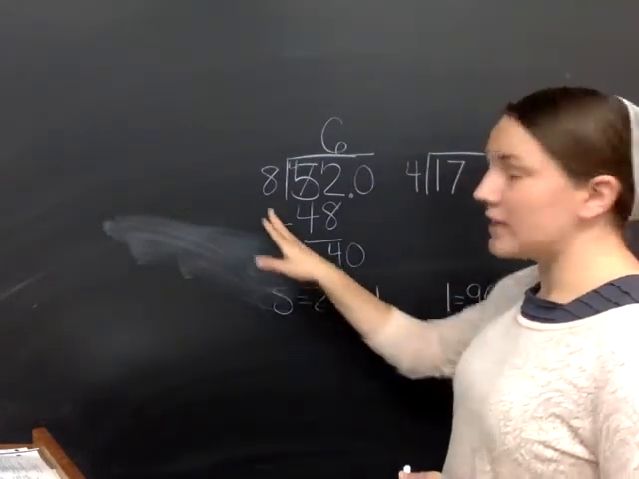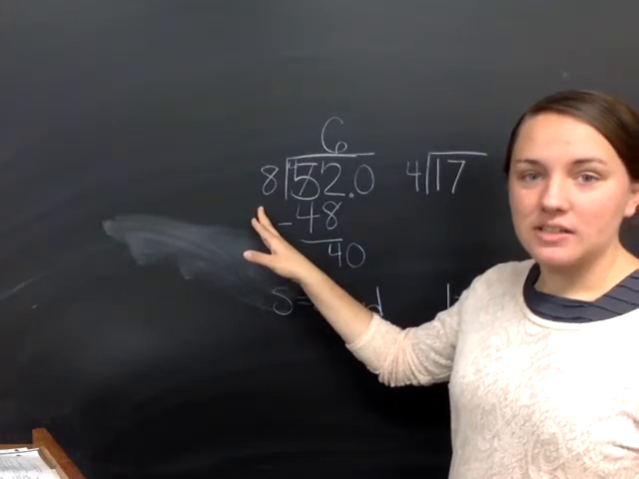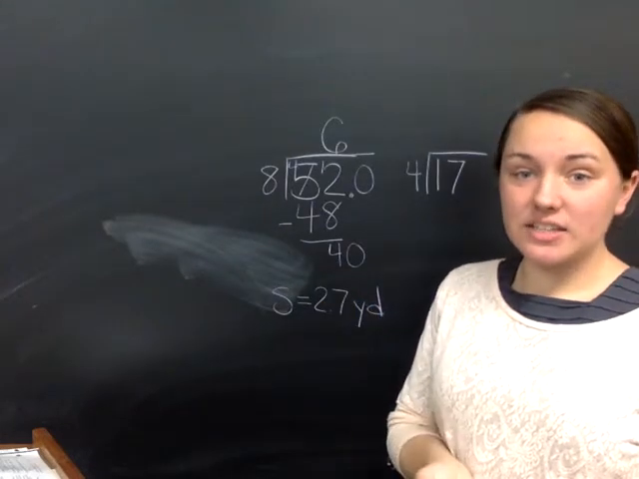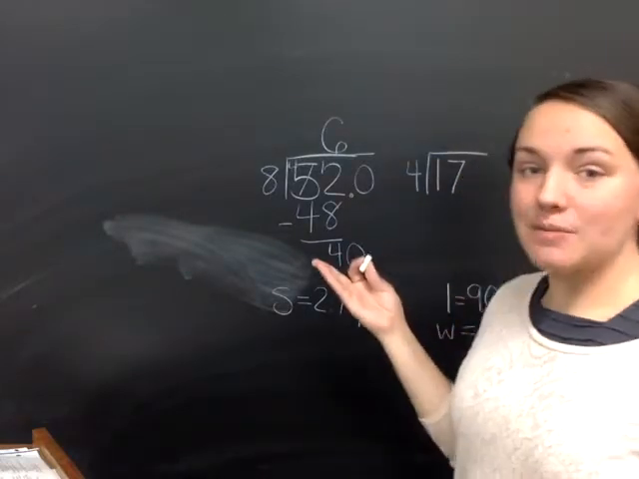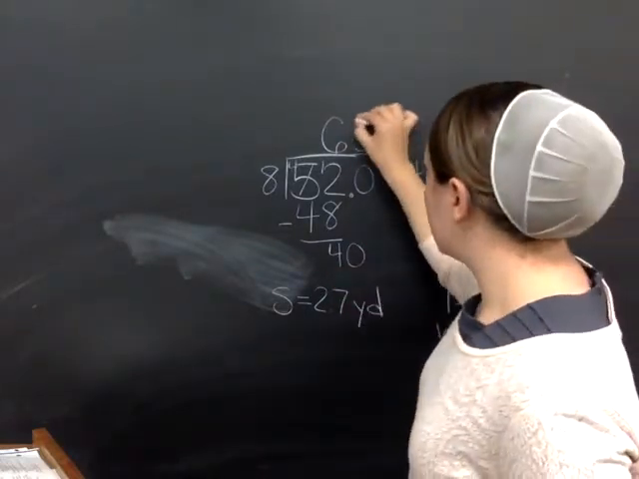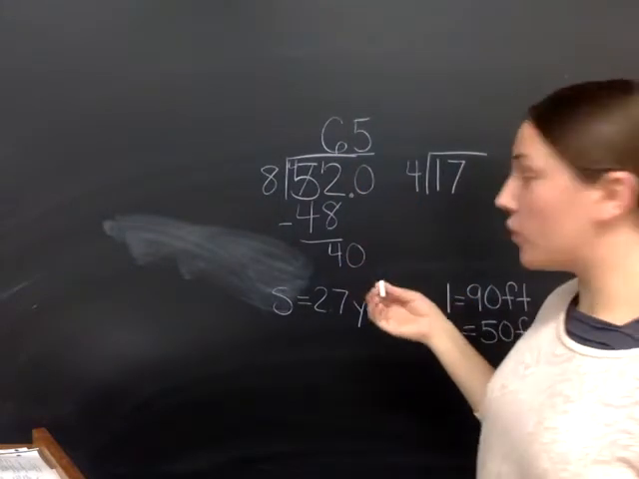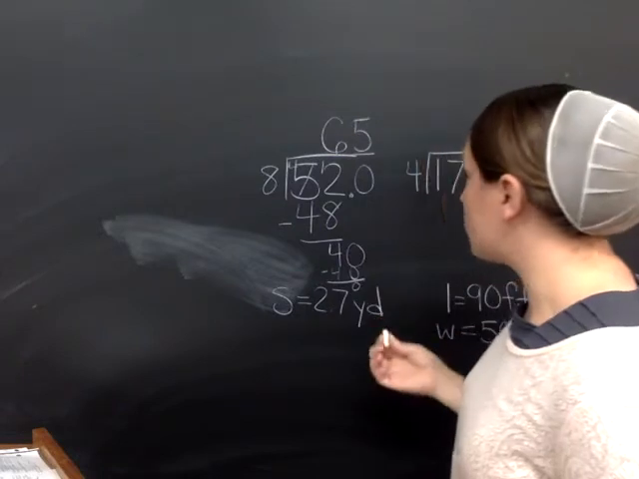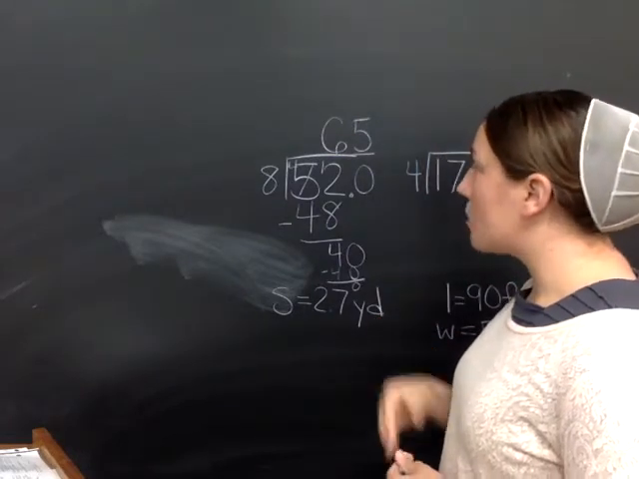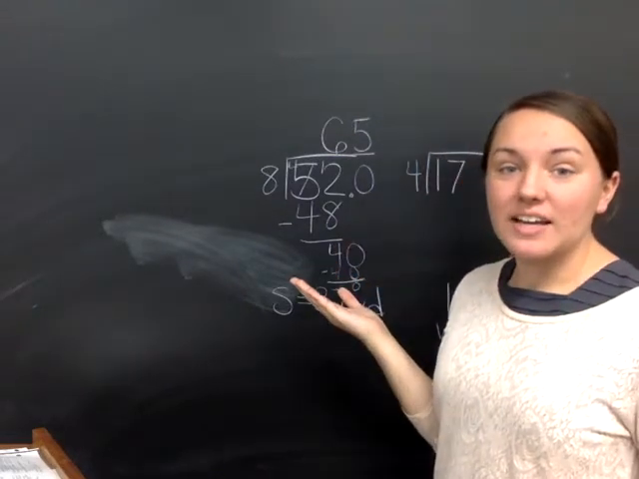And now we can go 40 divided by 8. Does 8 divide evenly into 40? Yes, it does. So 40 divided by 8 is 5. Now, 8 times 5 equals 40. So if we subtract 40 here, we're left with 0, and our problem terminated. It divided out evenly.